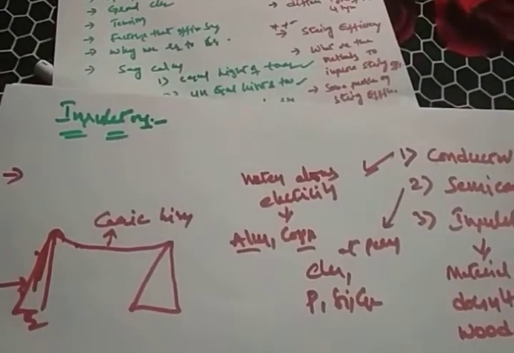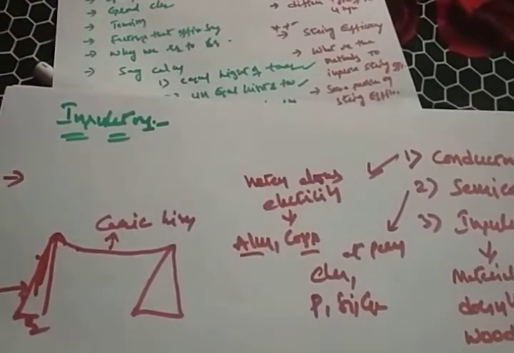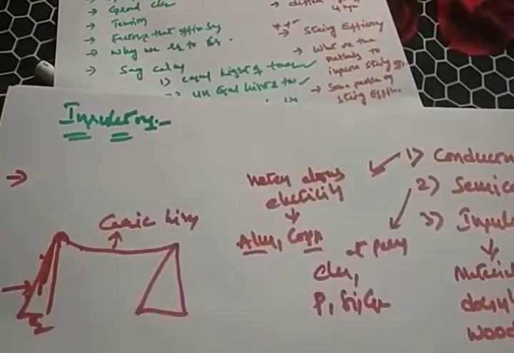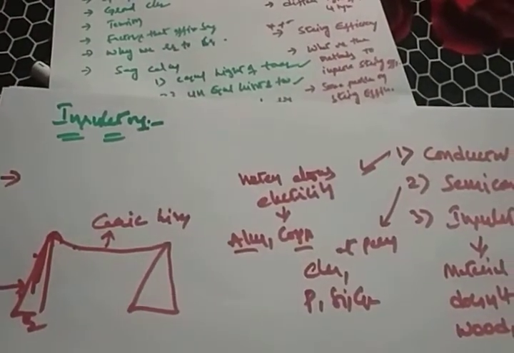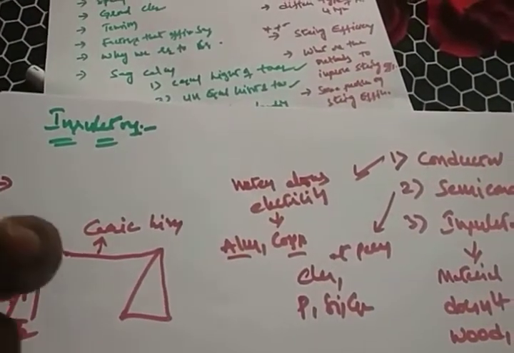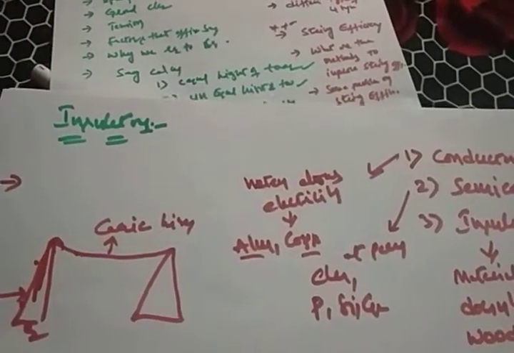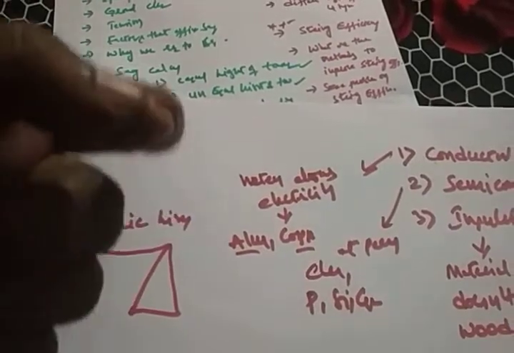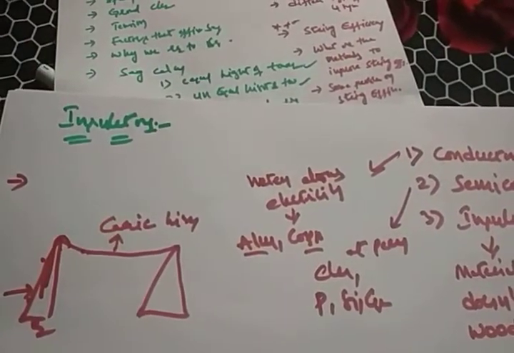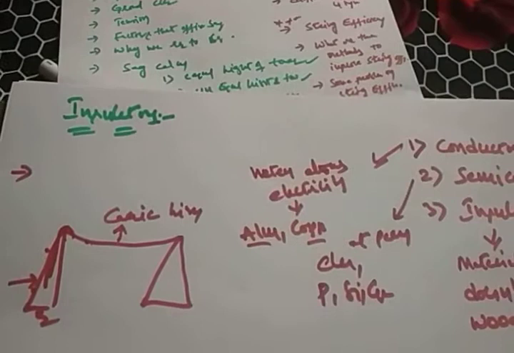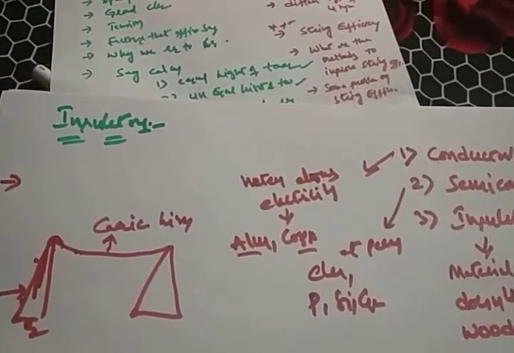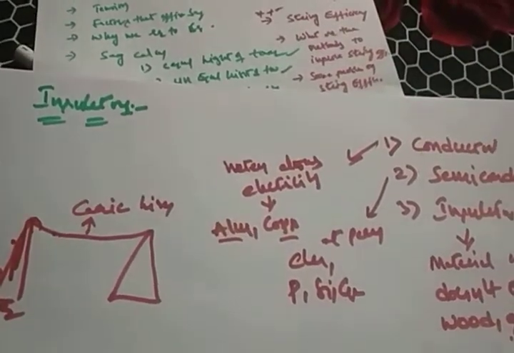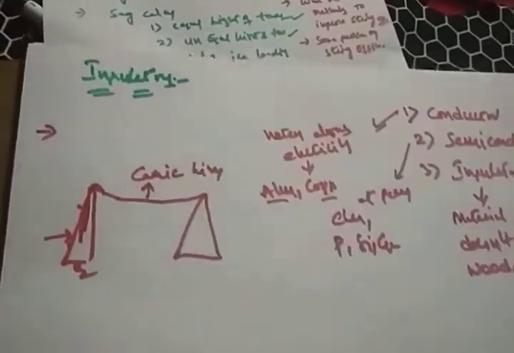So we need to avoid these things with the help of proper insulation between the conductor and the supporters. If you provide proper insulation, definitely there will be no current flowing from the conductor to the towers and to the earth. So that is the main property, the main definition of an insulator. So what is the definition of an insulator?